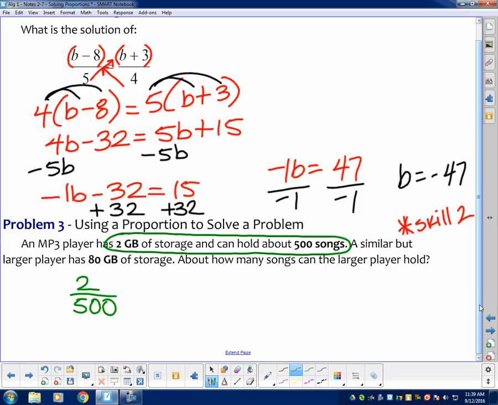In our fraction, what is 2 representing? Gigabytes. I want you to write this on the side, GB, gigabytes. And what is 500 representing? Songs. Okay? I want you to do this on the side when you do your skill test. Okay, sure.